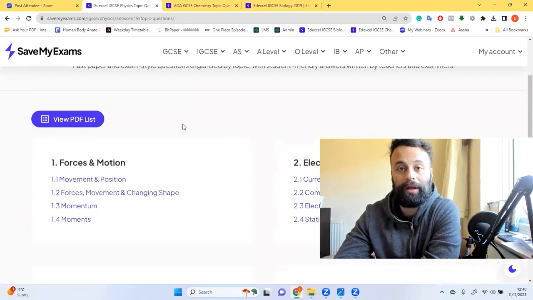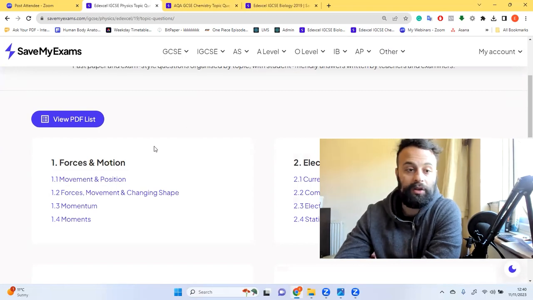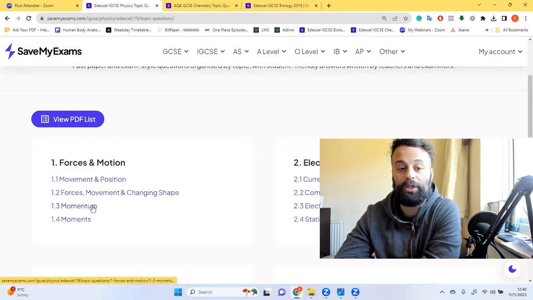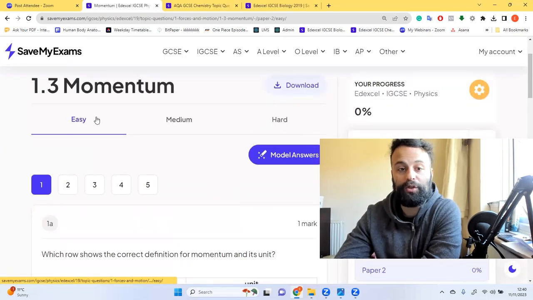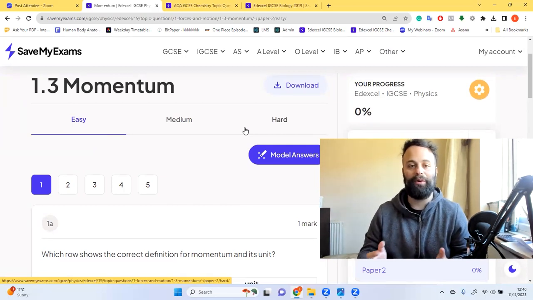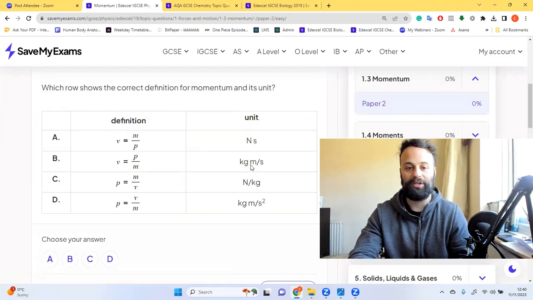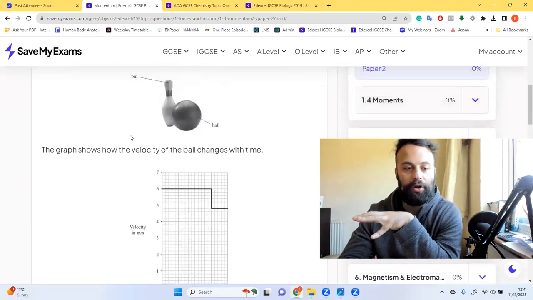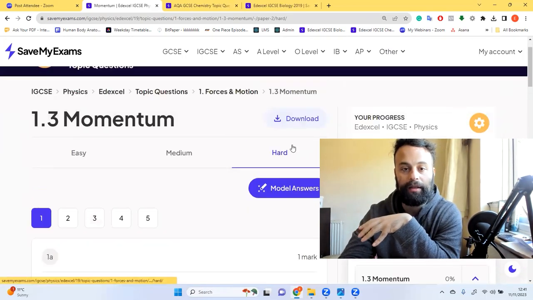One of my favorite things about this website, and what I use with my students, is they've got exam questions split by topics. So let's say I want to do exam questions on momentum, I've got the option of choosing easy, medium, or hard. This is not some CGP exam book. These are real exam questions that are split by topic. So I'm having a look at the easy one, and I'm having a look at the hard one.